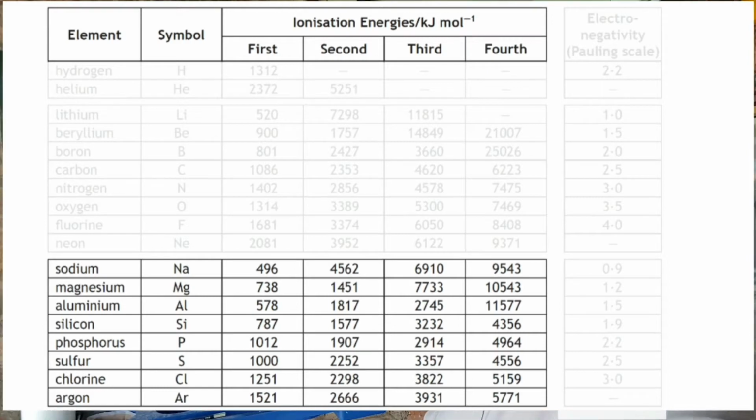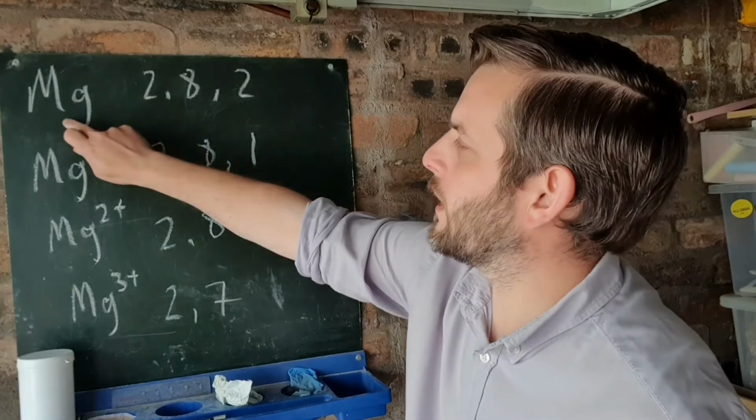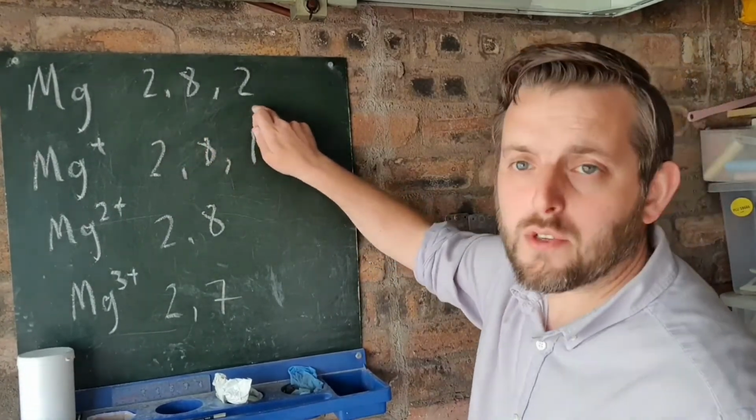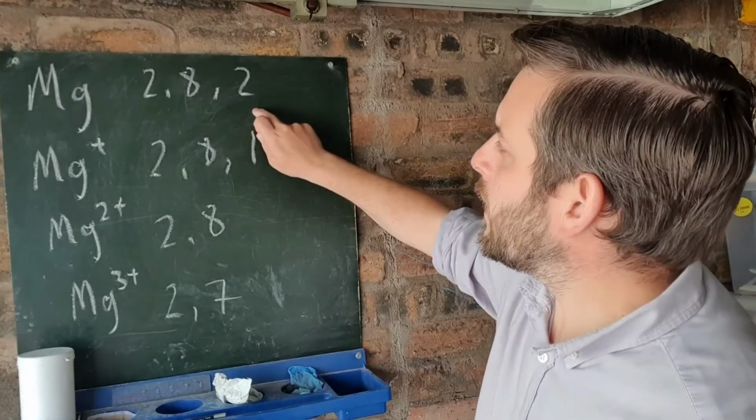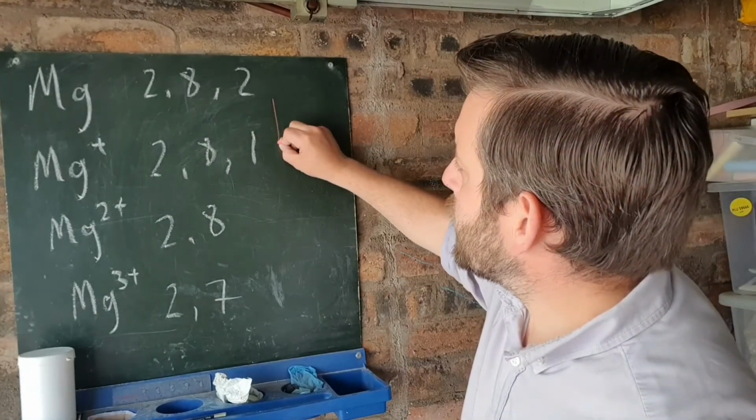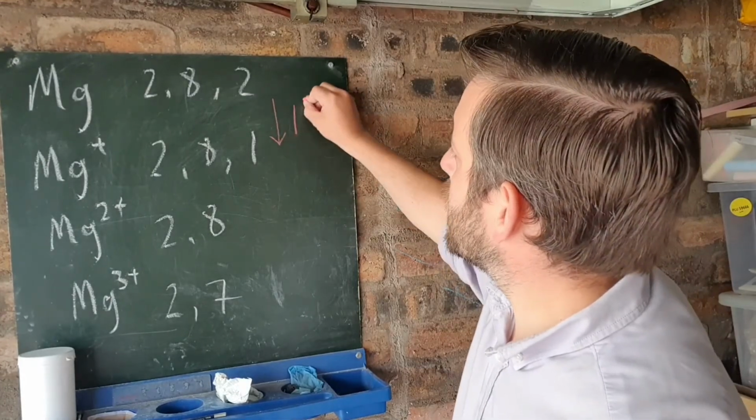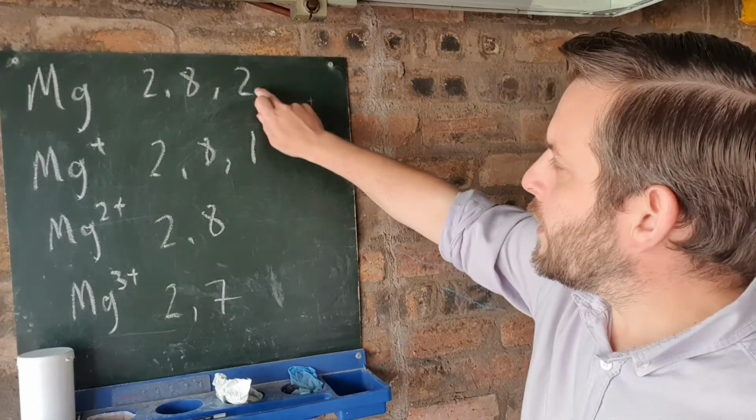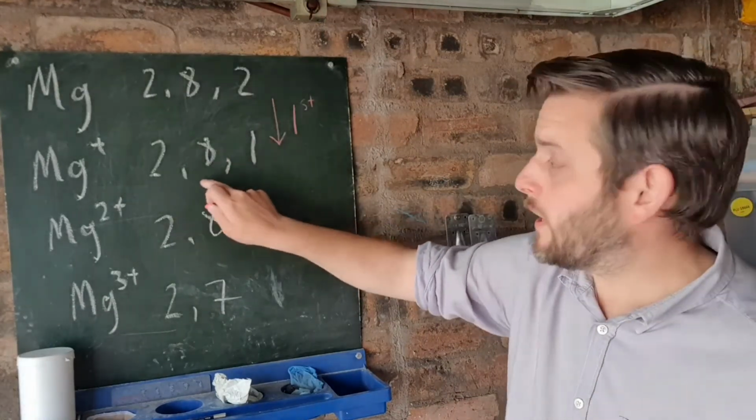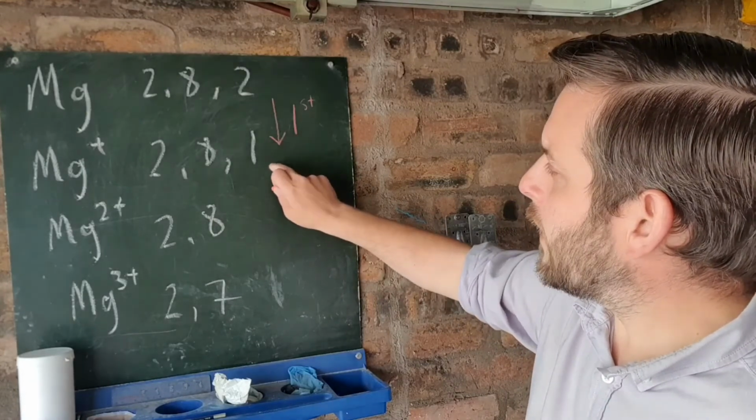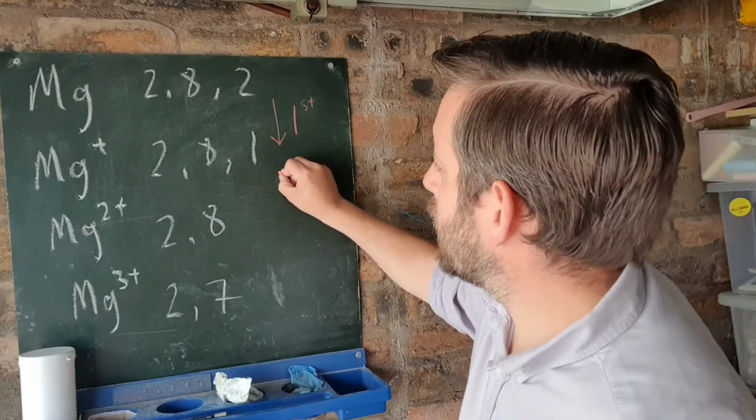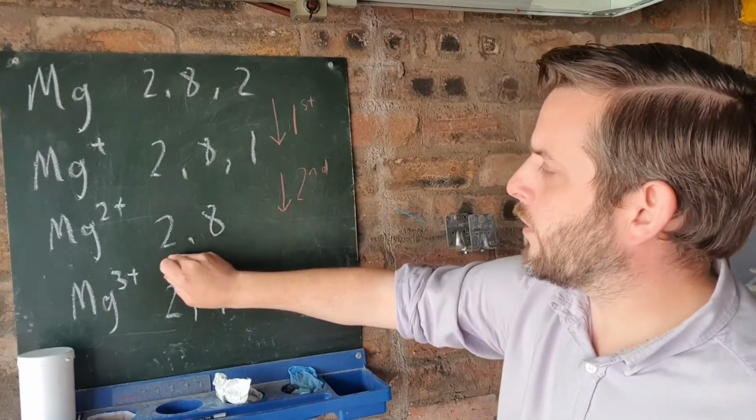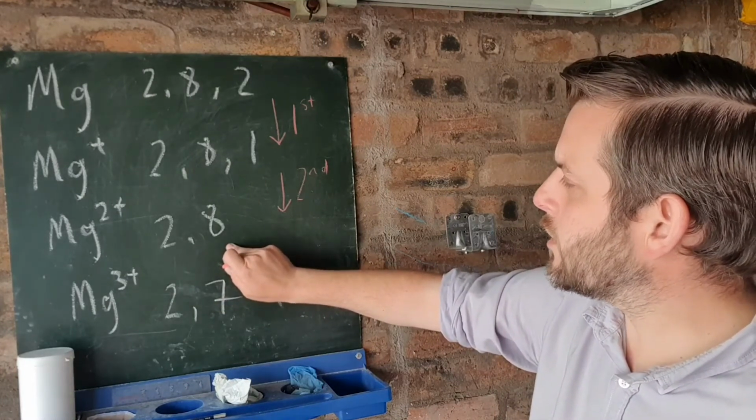So on the board here on the top, I've got magnesium and its electron arrangement. 2 in the first shell, 8 in the second shell, 2 in the third shell. If we remove 1 electron, we're talking about the first ionisation energy here. We're taking away one of these two electrons to leave you with the electron arrangement 2, 8, 1. If we take away that electron in the second ionisation energy, that's giving us this arrangement, 2 in the first shell and then 8 in the second shell.